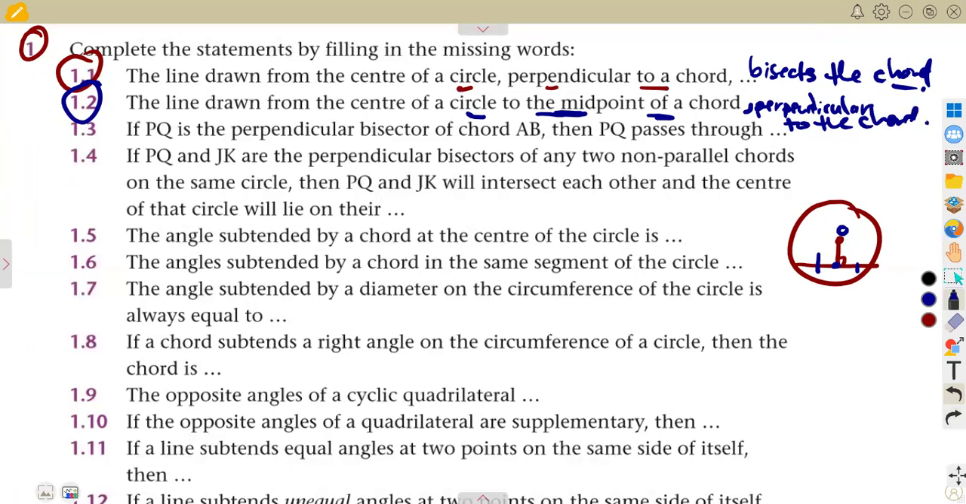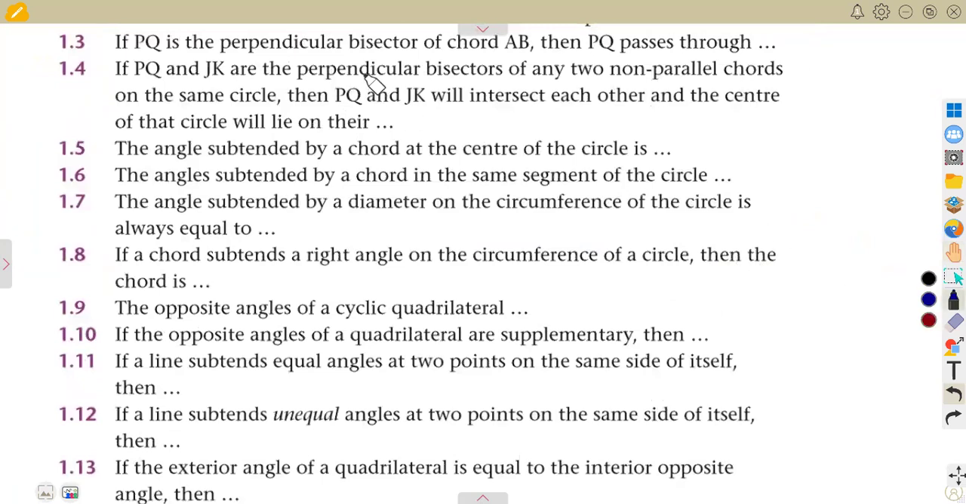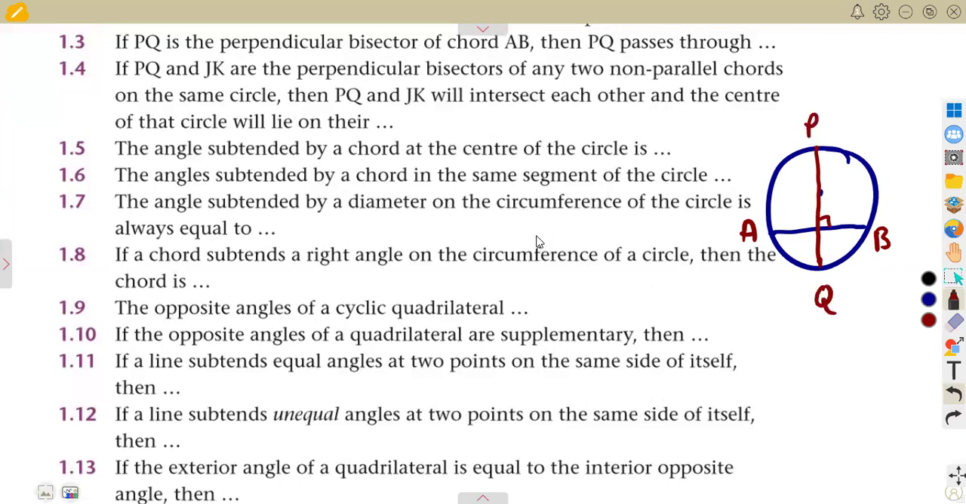Then 1.3, let us check 1.3. If PQ is the perpendicular bisector of chord AB, then PQ passes through... We are back again to the same thing, guys. They are saying if PQ is the perpendicular bisector of chord AB, so let's say this is our chord AB, then PQ is a perpendicular bisector like this. It is a line that is going to bisect AB. So the question is, PQ passes through what?